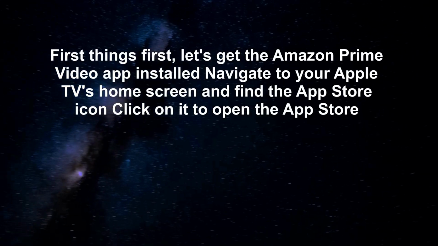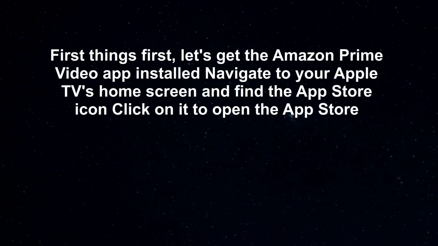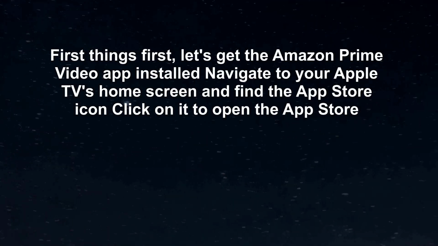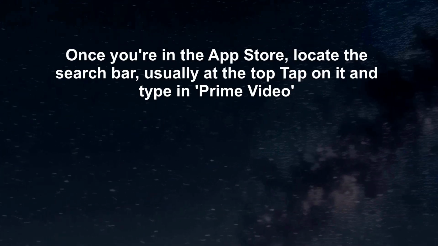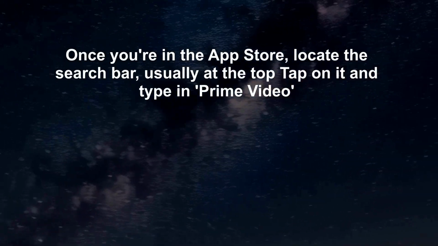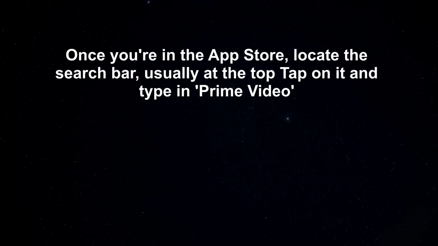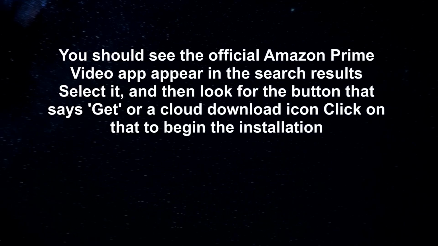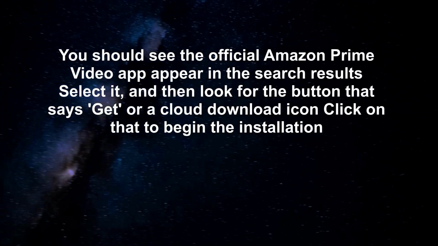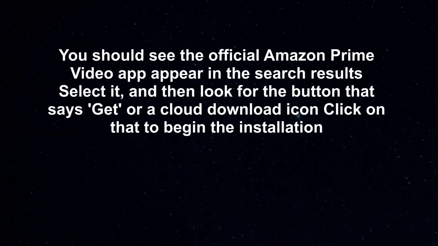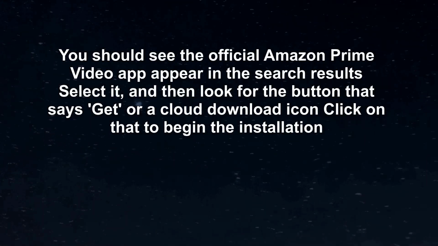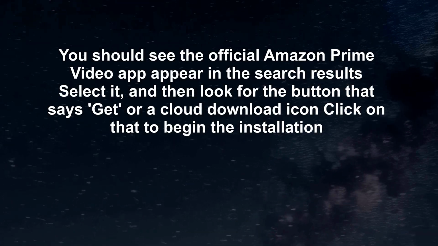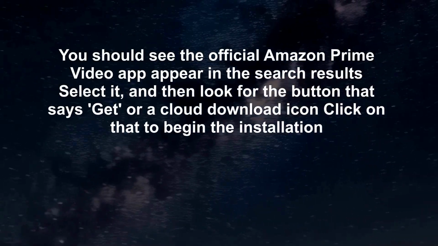Navigate to your Apple TV's home screen and find the App Store icon. Click on it to open the App Store. Once you're in the App Store, locate the search bar, usually at the top. Tap on it and type in Prime Video. You should see the official Amazon Prime Video app appear in the search results. Select it, and then look for the button that says Get or a cloud download icon. Click on that to begin the installation.